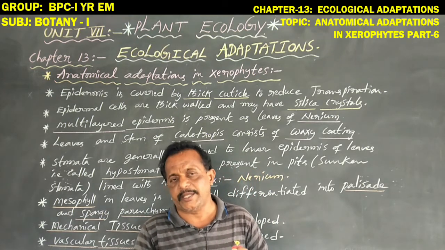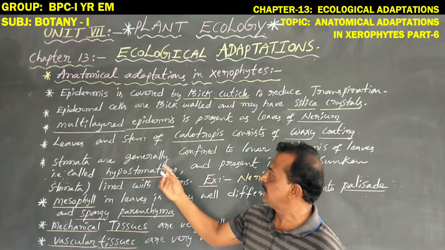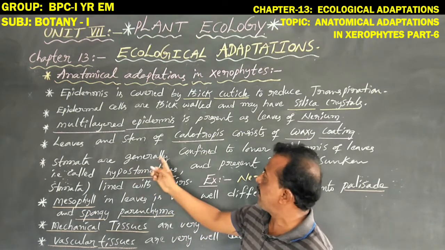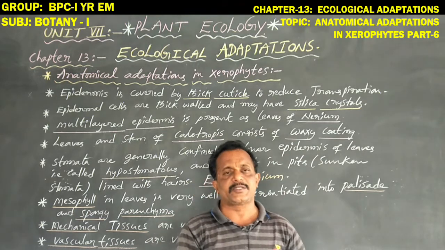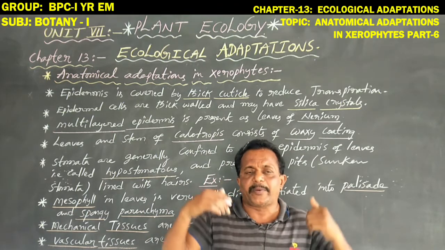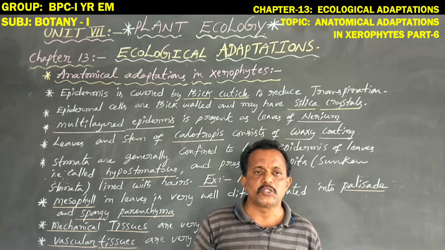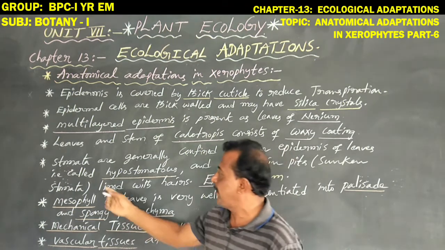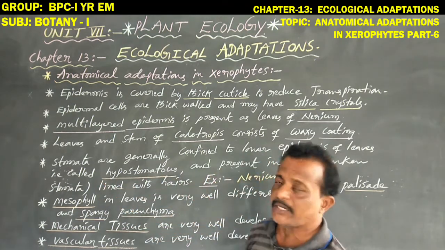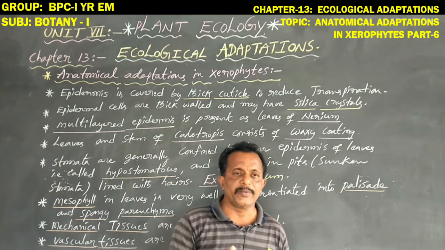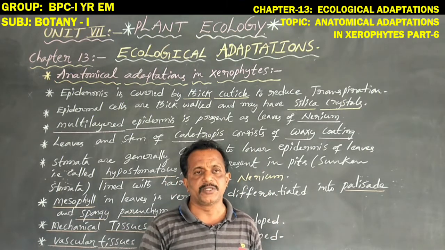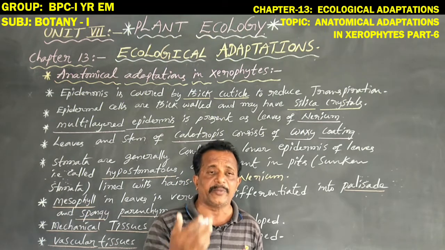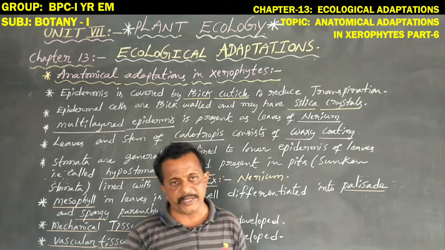But here, especially in xerophytic plants, the stomata are generally confined to the lower epidermis of the leaves. This is called hypostomatous. It means stomata are present only in the lower epidermis. If stomata are present only in the upper epidermis, that is epistomatous.